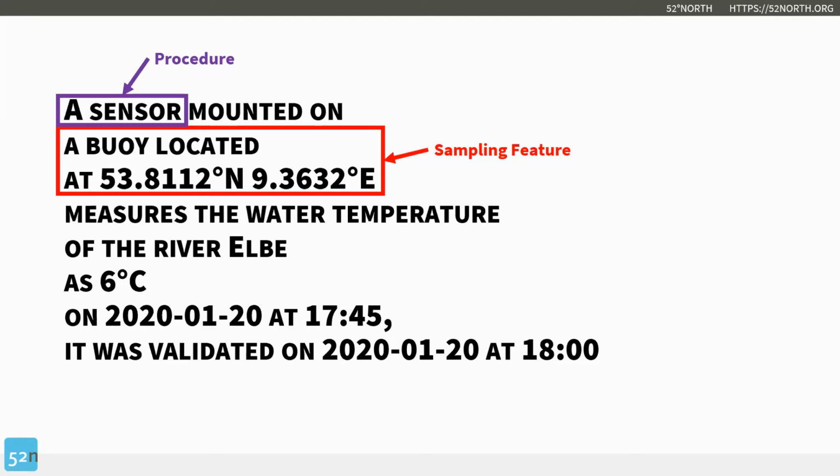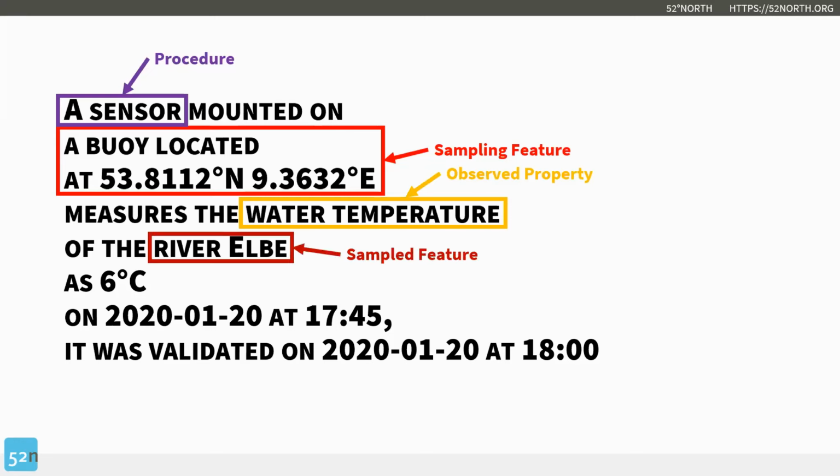So here you see coordinates which help us to georeference the measurement that we have taken. In the next step, we also need to know what was measured. In this case, we have measured the water temperature. If we just have a value of 6 degrees Celsius, without any further information, that could be air temperature, ground temperature, or water temperature. With this information, we know we are dealing with water temperature.